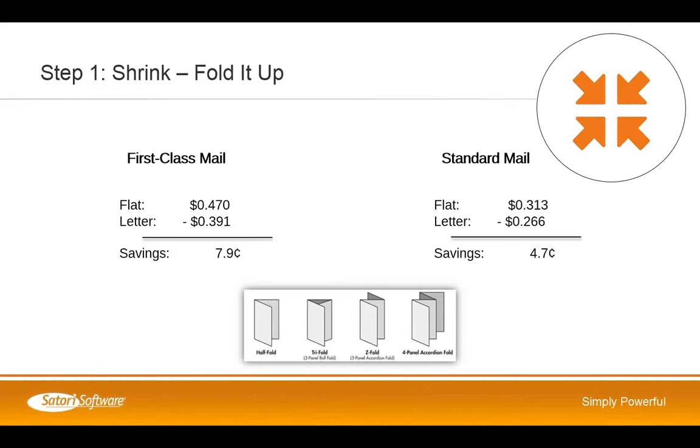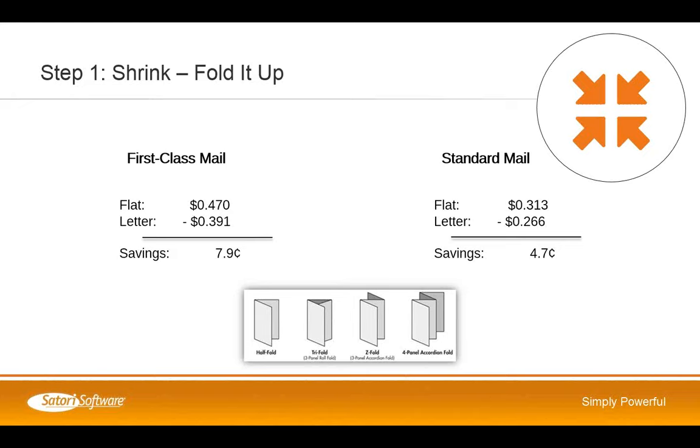So if you think about a 9x12 envelope, that's pretty standard for shipping legal documents or even just sending out a letter. But that goes at a flat mail piece rate, which is going to be about 47 cents if you're doing presort, right? And that can add up over time.